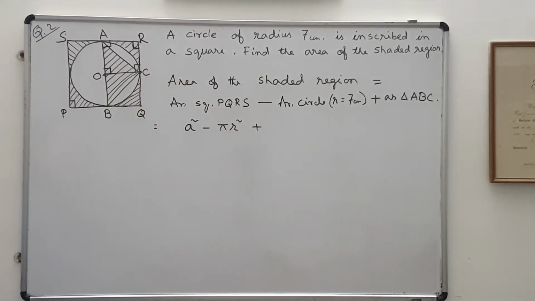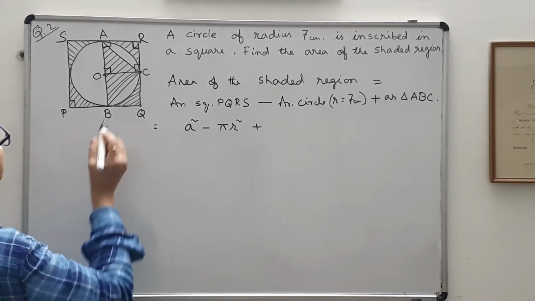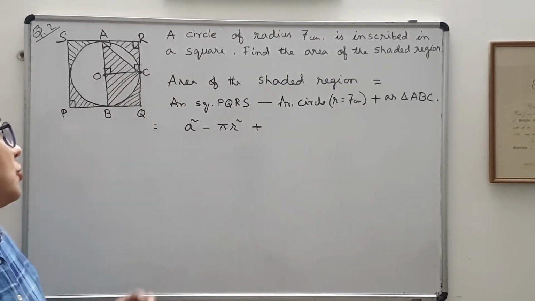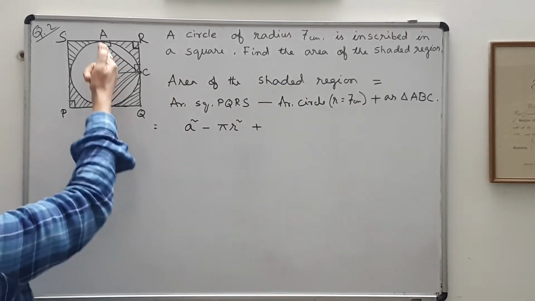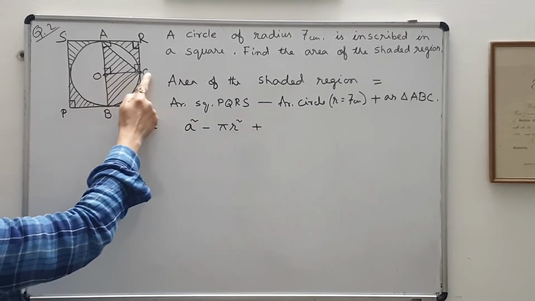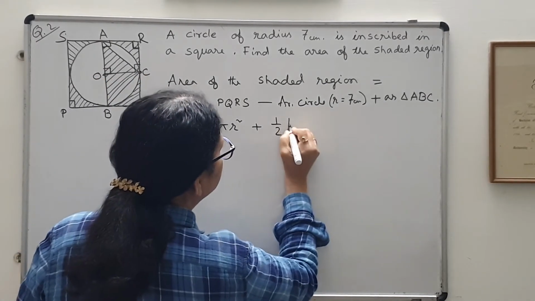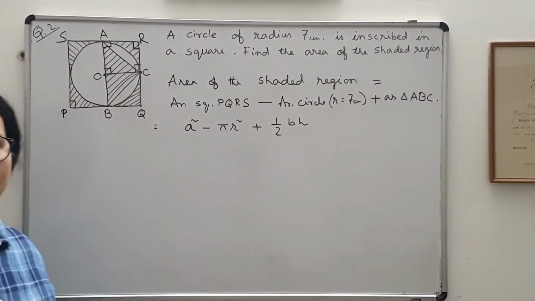So what do I find? I find that OC is perpendicular to AB, isn't it? That means if AB is the base, OC will be the altitude. So I can use the formula half base into altitude, half of base into altitude. So these are the formulas we'll be using.